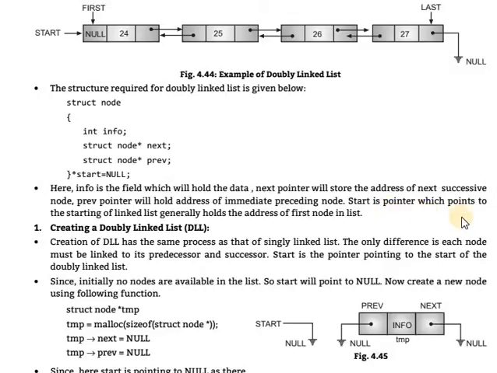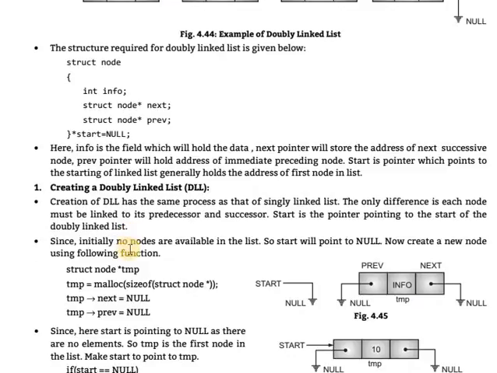Start is the pointer which points to the start of the linked list; it generally holds the address of the first node in the list. Under this, there are three tasks, three possibilities. First, creating the doubly linked list. After that, inserting into the doubly linked list and deleting from the doubly linked list. Under the first point, creating a doubly linked list means adding elements one by one.